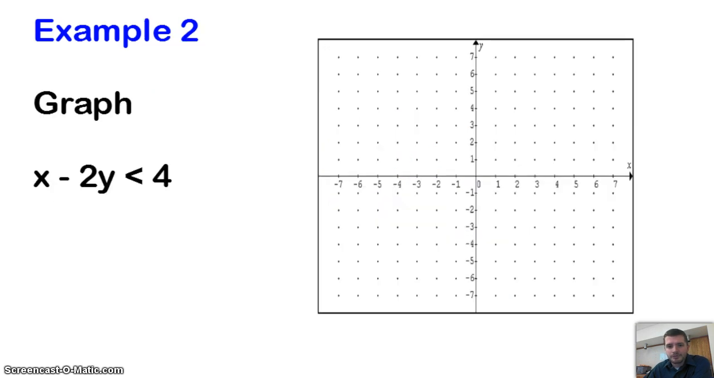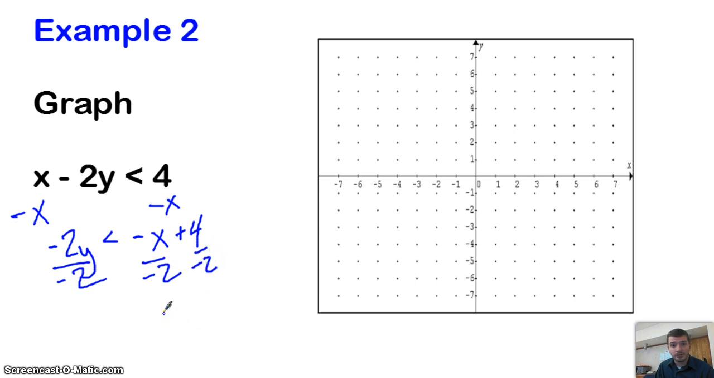All right, next one. This one is not in y equals mx plus b form. This one's in standard form. I want to go ahead and solve for y here. It's positive x, so I'm going to subtract x from both sides. So now it'll be -2y is less than -x plus 4. And then the last step is to divide by -2.